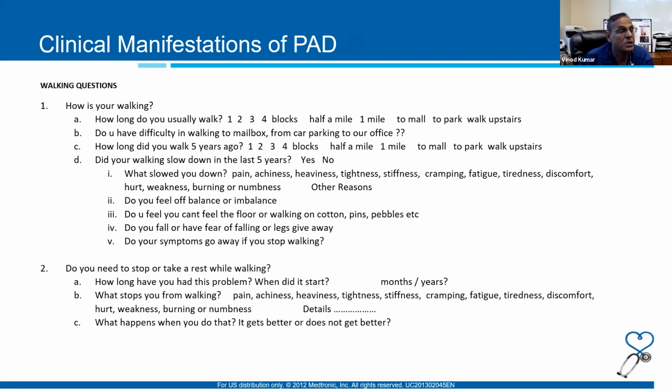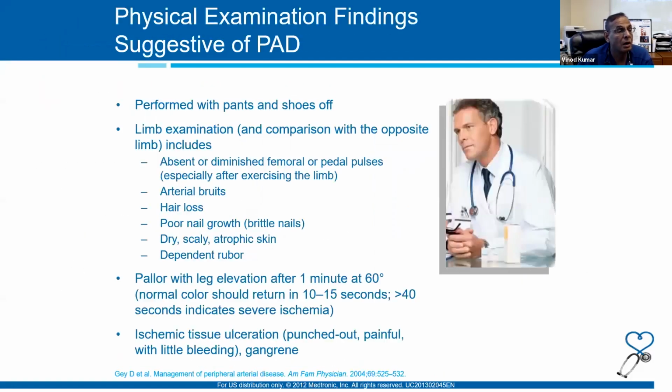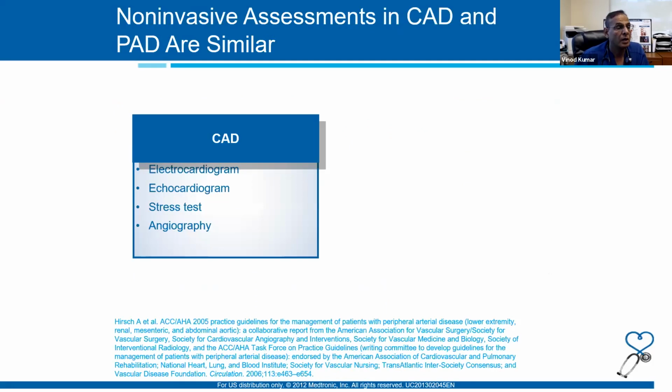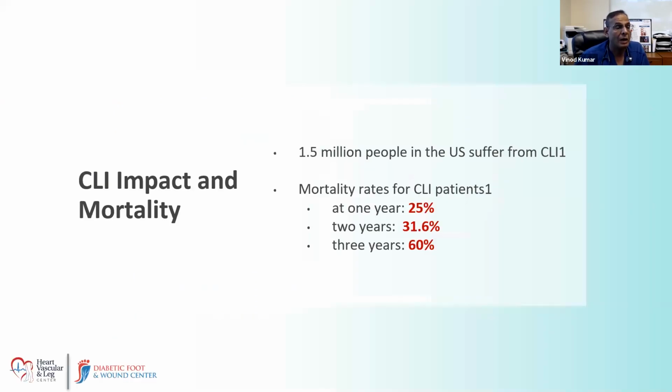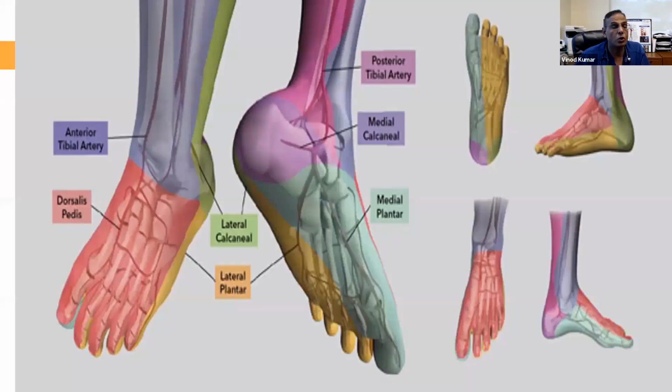I'm going to just get another thing that some of these patients will tell us, that they have hair loss on the feet or legs, and they have poor nail growth. Their nails are dry, scaly, and skin becomes atrophic. They have dependent rubor or color change in the legs and feet.